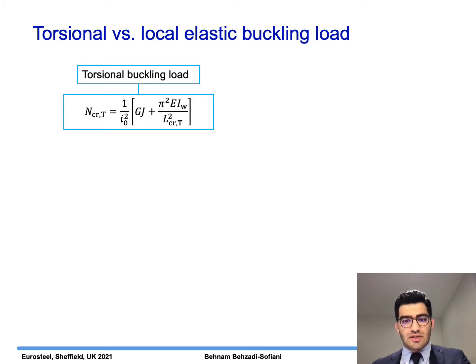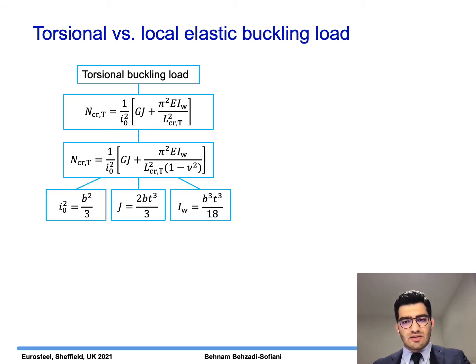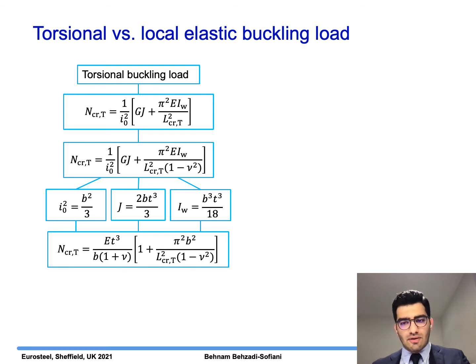If the Poisson's ratio is considered by assuming that anti-clastic plate bending is restrained due to plate continuity, the familiar 1 minus nu squared term appears in the denominator of the warping term. Substituting the definitions of I note, the Saint-Venant torsion constant, and the warping constant for equal leg angles, we have the following expression for torsional elastic buckling load.